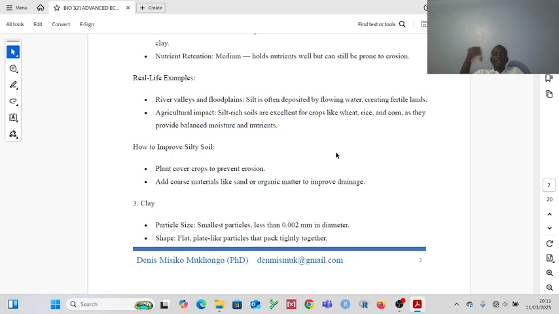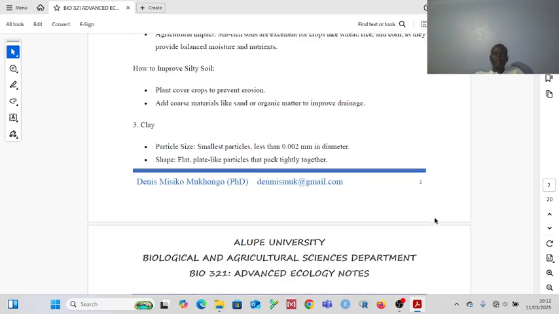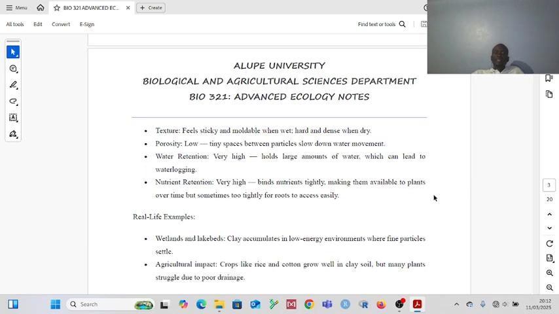So you need to have cover crops to trap soil even as the water moves. The other type of soil particle is clay. Clay has among the smallest particles in size. Their porosity is low. They have tiny spaces between the soil particles.